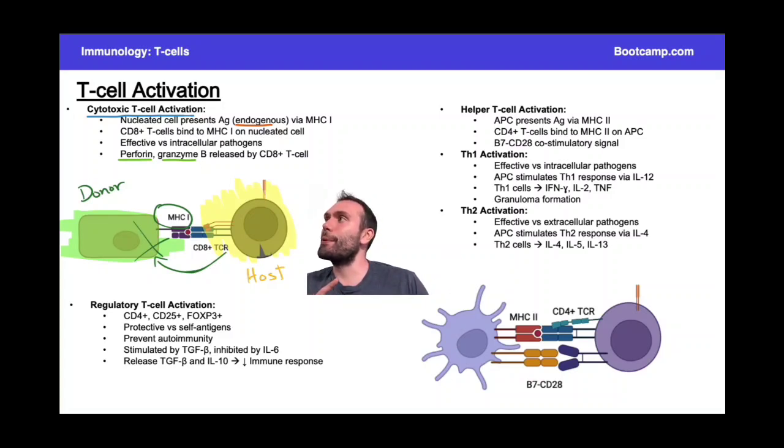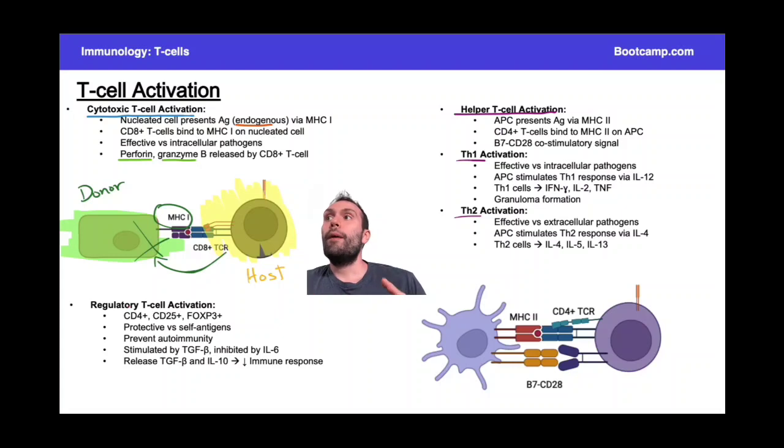We'll go back to the next topic here, which is going to be helper T cell activation. Now, one thing that's a little tricky here is that when you're talking about helper T cells, you can go a lot of different routes. You can go T helper 1, T helper 2. Those are the big ones for Step 1. But then, of course, there are regulatory T cells, T helper 17 cells, etc.